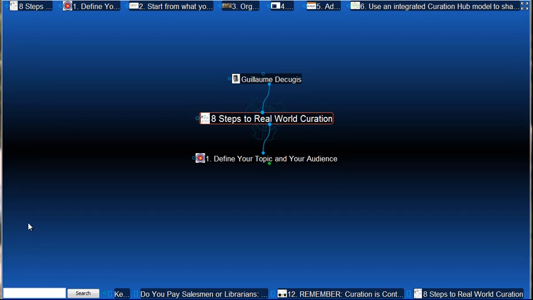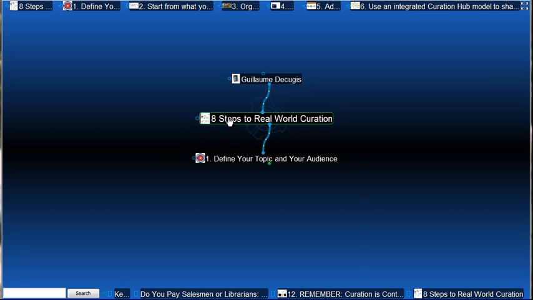Today we're going to talk about the 8 steps to real-world curation. This is an article by Guillaume of Scoop.it. It's a curation platform. It is by far my favorite curation platform for too many reasons to mention, and they're very technical reasons. But we're going to get into that a little bit.